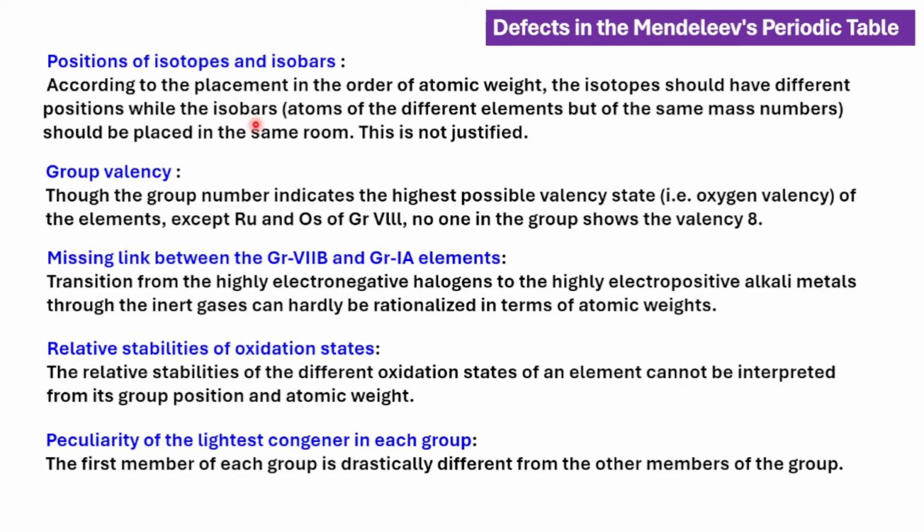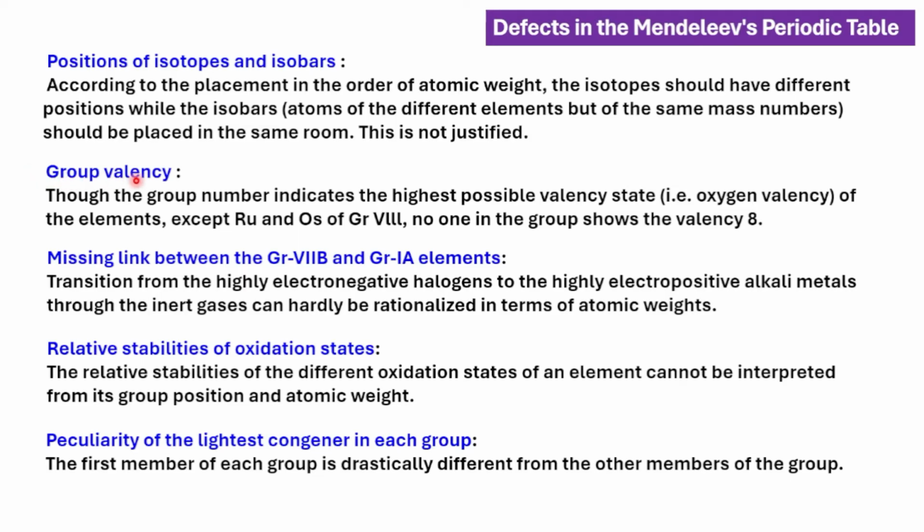And isobars means you have a different number of protons but the same total atomic weight, meaning atoms of different elements but the atomic weight is the same. Both protons and neutrons might be different, but their summation, the atomic weight, will be the same. Those are called isobars. So these isobars should be placed in the same row. This was not justified in Mendeleev's periodic table.